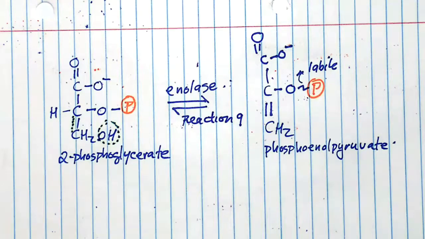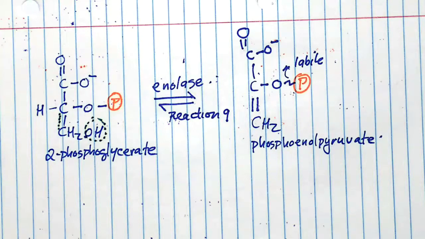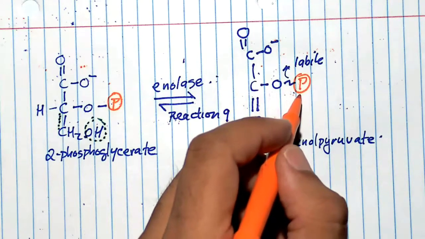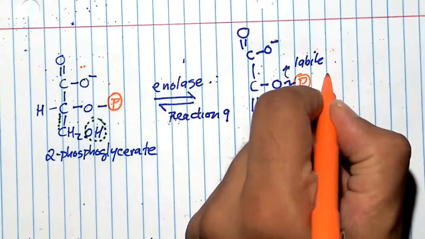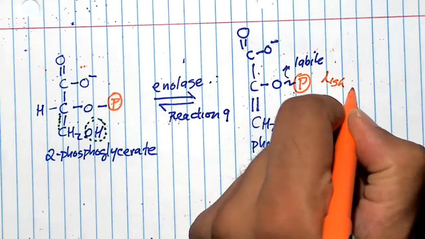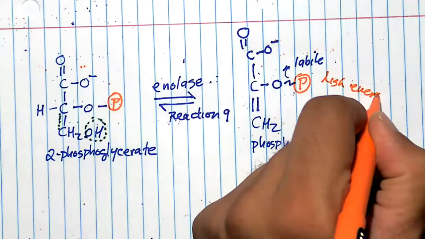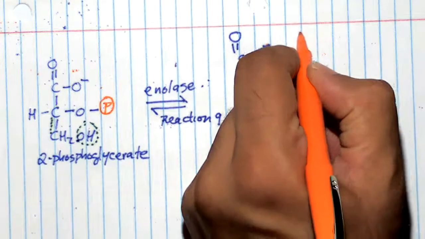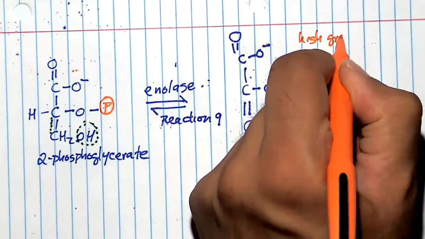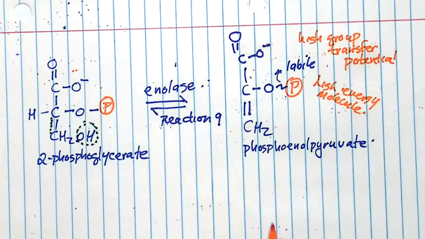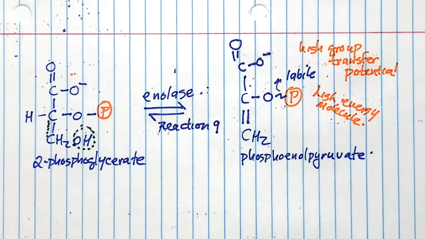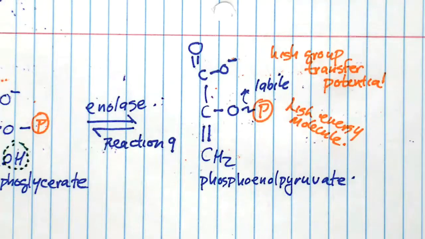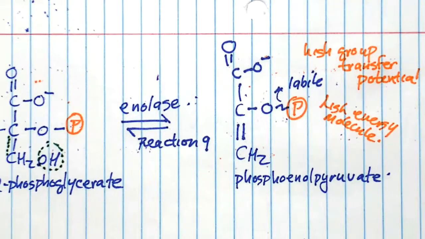And then finally, we take this high-energy phosphoenolpyruvate. As we stated before, this bond is ready to leave. This phosphate is a good leaving group, and because it's a good leaving group, it is a high-energy molecule. Sometimes you may hear the term high group transfer potential, so I'm just throwing that out there. This phosphoenolpyruvate has the capability of transferring that phosphate. So that's reaction 9 of glycolysis.